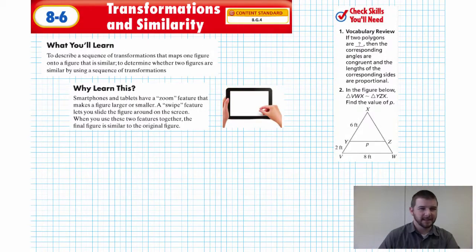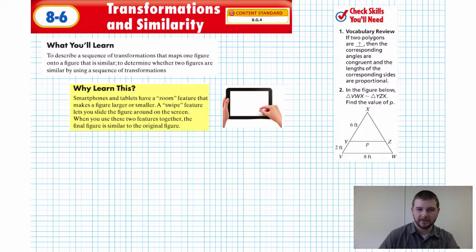Section 8.6, Transformations and Similarity. What you'll learn: to describe a sequence of transformations that maps one figure onto a figure that is similar, and to determine whether two figures are similar by using a sequence of transformations.